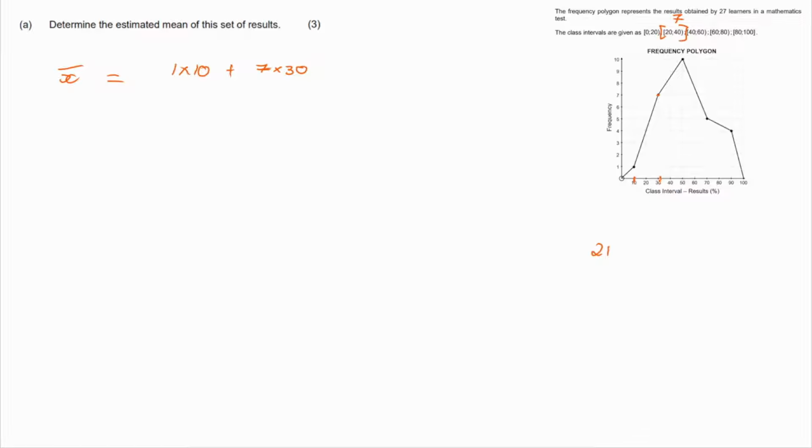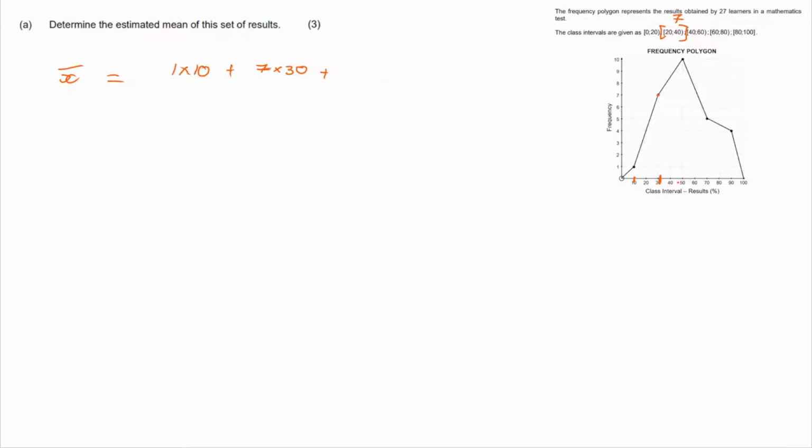When we do the estimated mean, we can't get the exact mean because we don't have the values. We don't have the 21, the 39%, the 27, etc. So this is the estimate, and we're using the midpoint over here. I hope that explanation puts this into context if you were confused about what's going on.